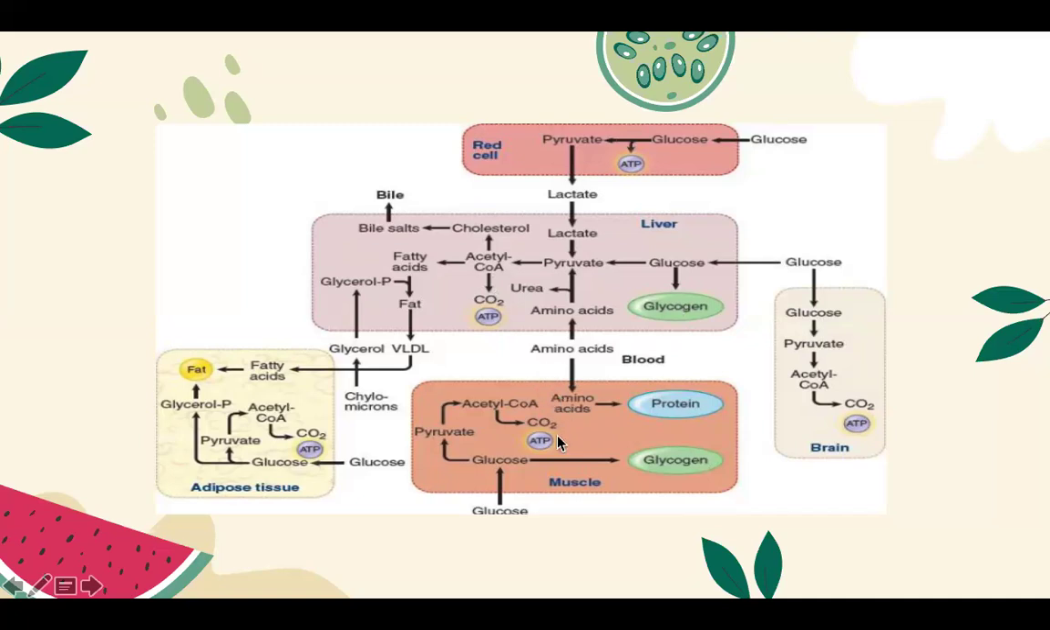And we know what each one of these organs' main energy fuel is. The brain, you have the glucose. Red blood cells, we have glucose. Liver, mainly we have oxidation of amino acids, and then we have glucose. And then muscles, adipose tissue, they're all glucose. The only different one here is the liver.